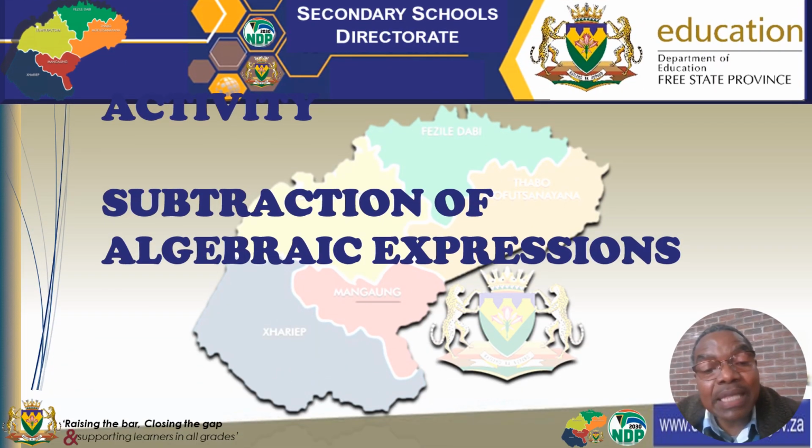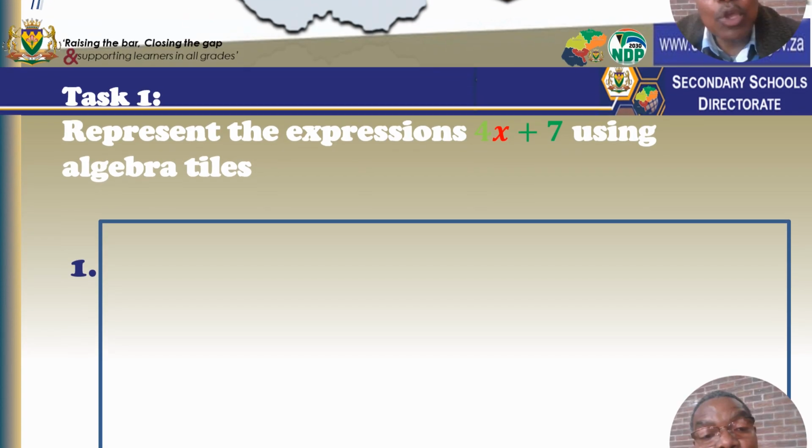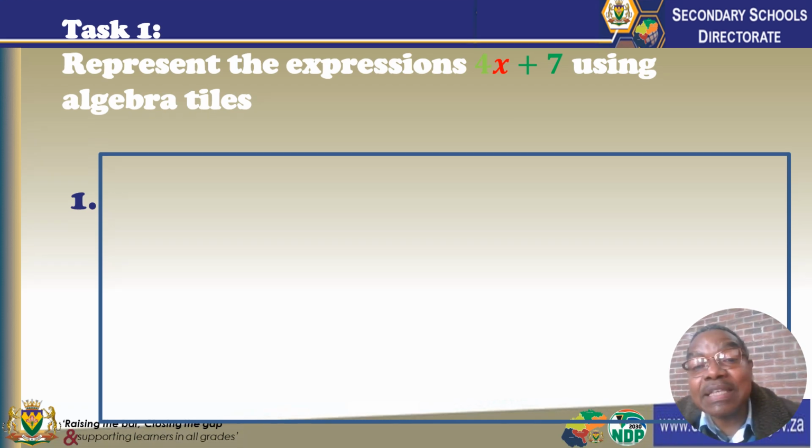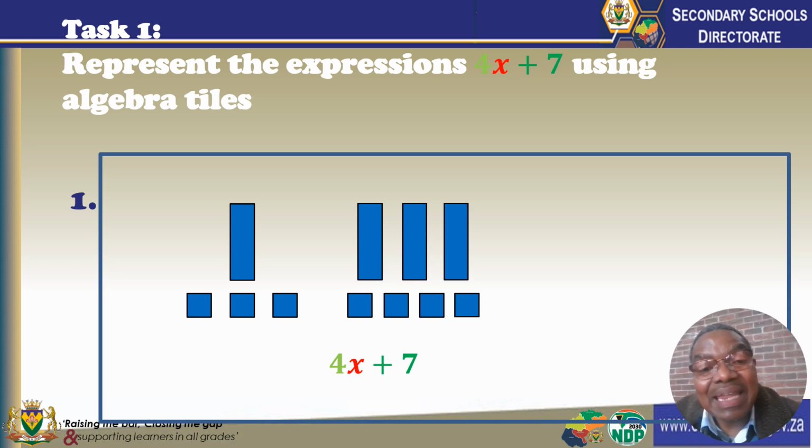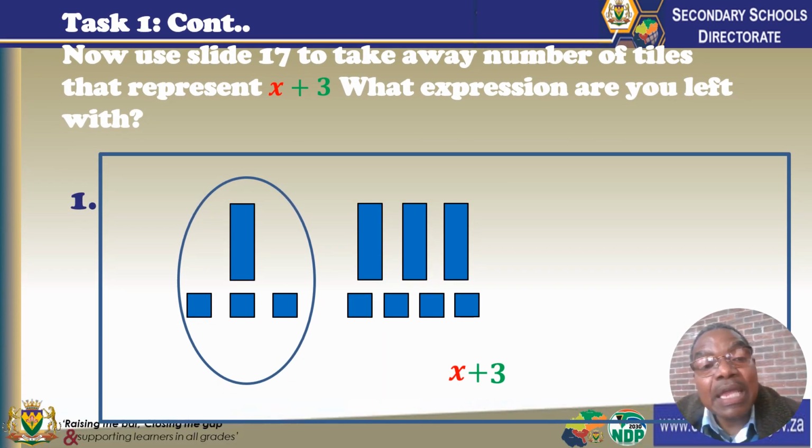So now let's look at the next activity, which is based on subtraction of algebraic expressions. Firstly, let's look at how to represent 4x plus 7 using algebraic tiles. How many tiles are we going to have? We're going to have 4 rectangles plus 7 small squares. This is how we have it. Then our next task: use slide number 17 to take away the tiles that represent x plus 3, and say what expression you are left with.